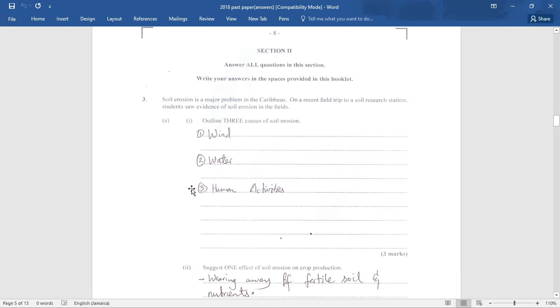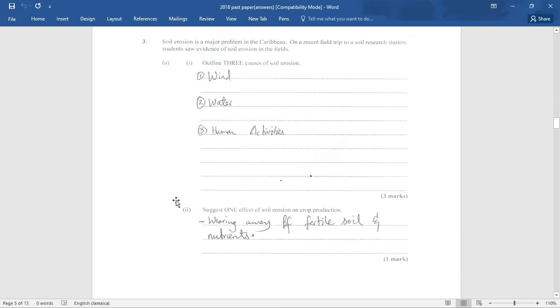So once you're going to do farming on the land, you plow the land, clear the land, you're exposing the land to soil erosion. So as a farmer, you should always prepare to conserve your soil. The second part of the question says, suggest one effect of soil erosion on crop production. And it says, wearing away of fertile topsoil and nutrients. So of course, your nutrients will be washed away. Your fertile topsoil that you need for your plants will also be washed away, which is bad.